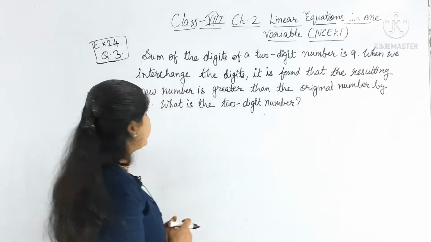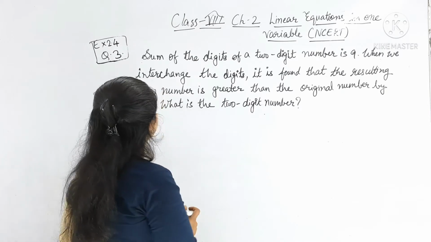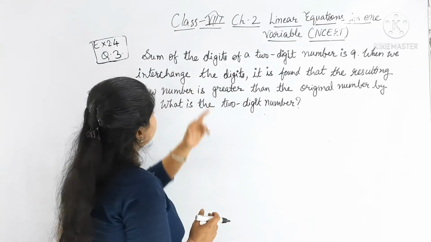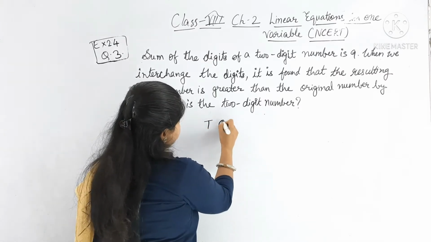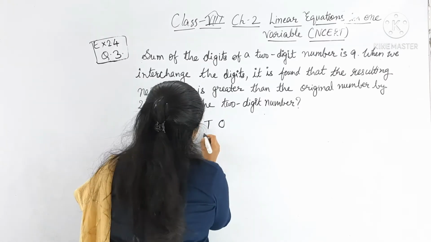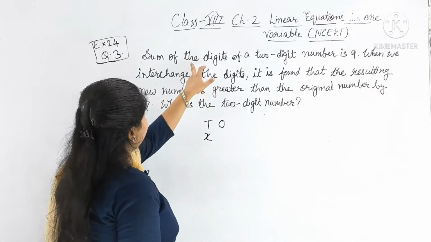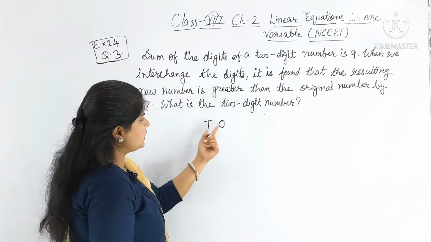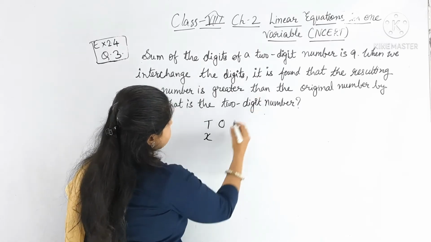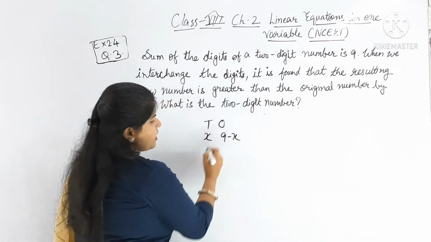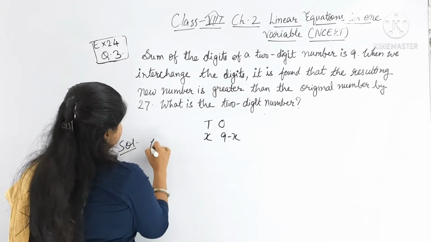Okay students, now let's see question number 3. It is based on digits. Here it is given the sum of the digits of a 2-digit number. 2-digit means one is tens and one is ones. So for the tens place I am writing x. The sum of the digits of a 2-digit number means tens plus ones is equal to 9. So in the ones place what can I write here? 9 minus x, right? So here is the solution.